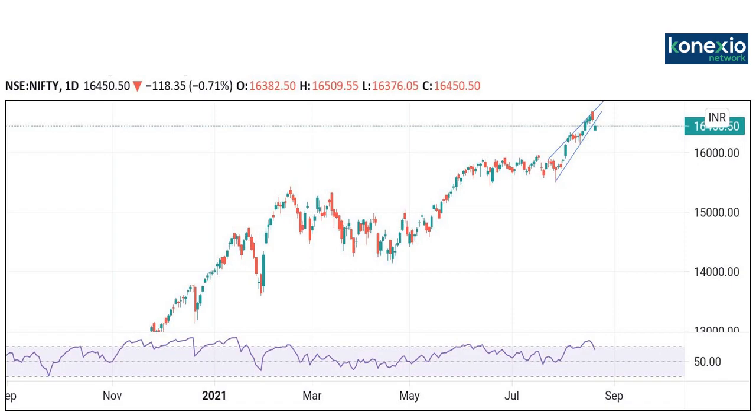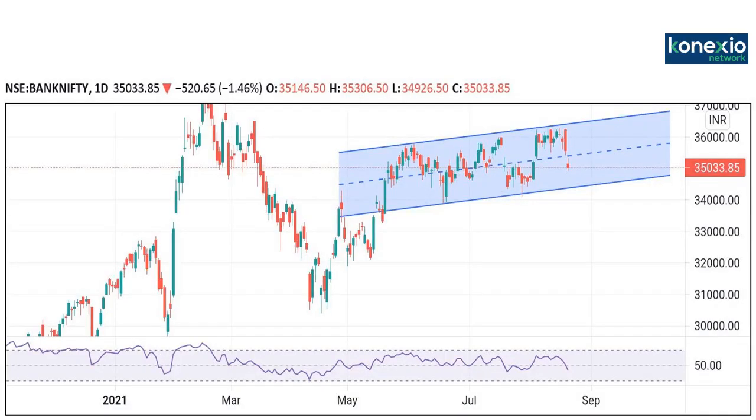Now let us discuss Bank Nifty. In Bank Nifty also, you will see on the daily charts, and we have been discussing that it has been moving in a slightly upward rising channel, or you can call it a congestion range. Again, since the highs, on the RSI there is a negative divergence.